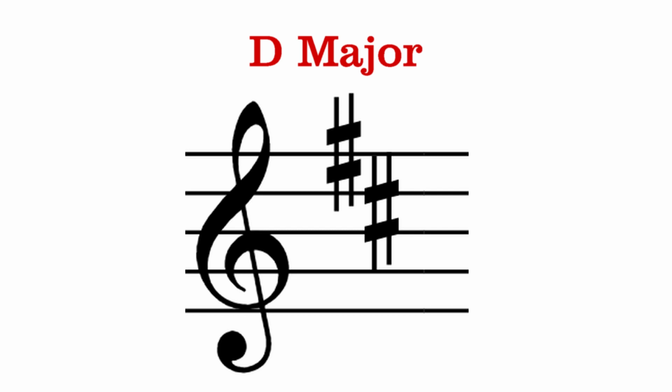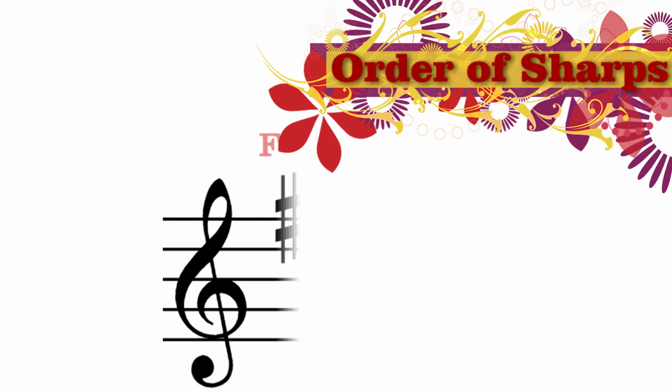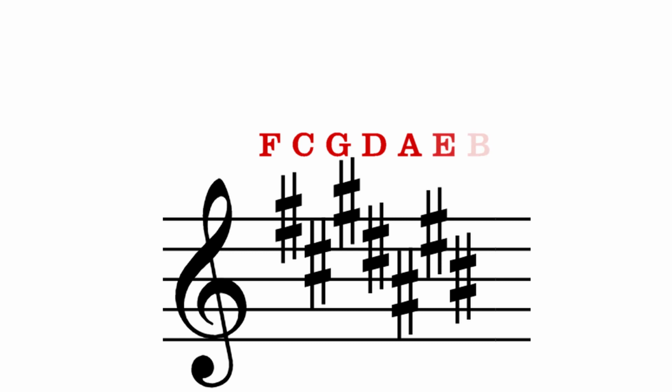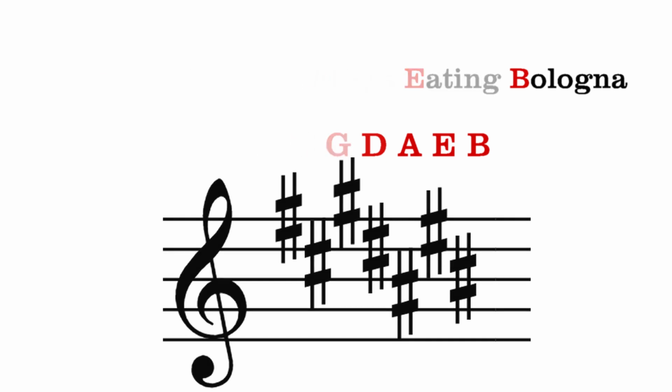So how do I know that a key signature with two sharps will necessarily include F sharp and C sharp? Well, I know because the sharps in a key signature always appear in the same order. We call this the order of sharps, and it goes F, C, G, D, A, E, B. So as we add sharps to a key signature, we always add them in that order. A good way to help us remember this order is to think of the phrase, fat cats go down alleys eating bologna. Fat cats go down alleys eating bologna. That'll help you remember F, C, G, D, A, E, B.